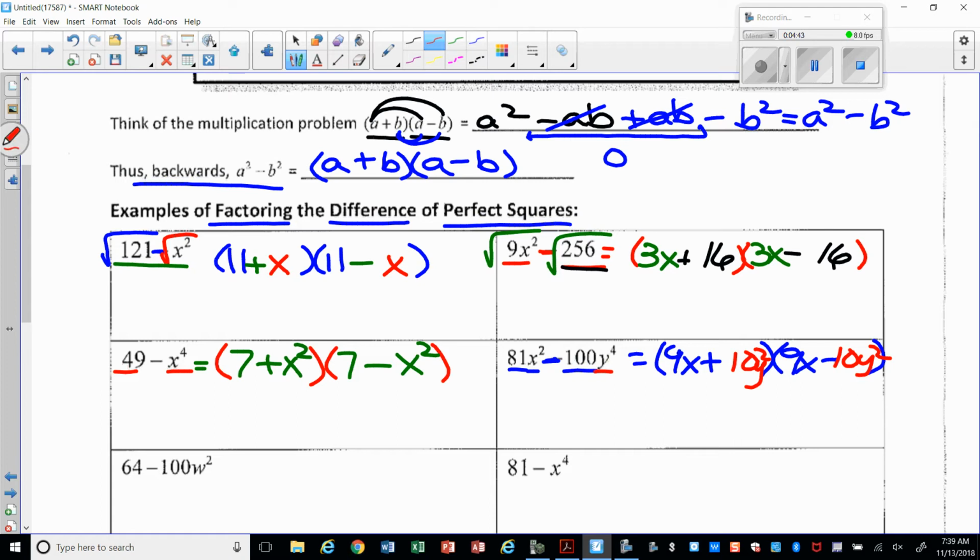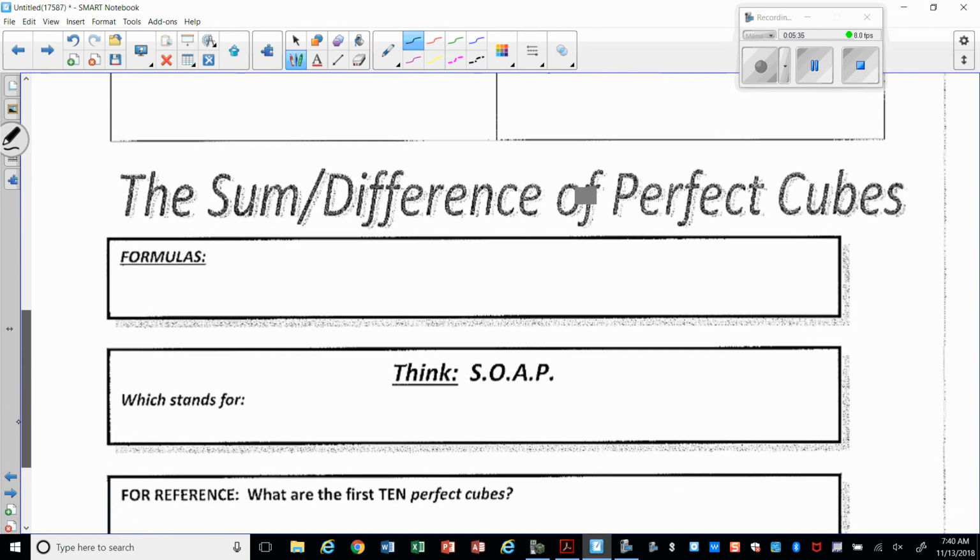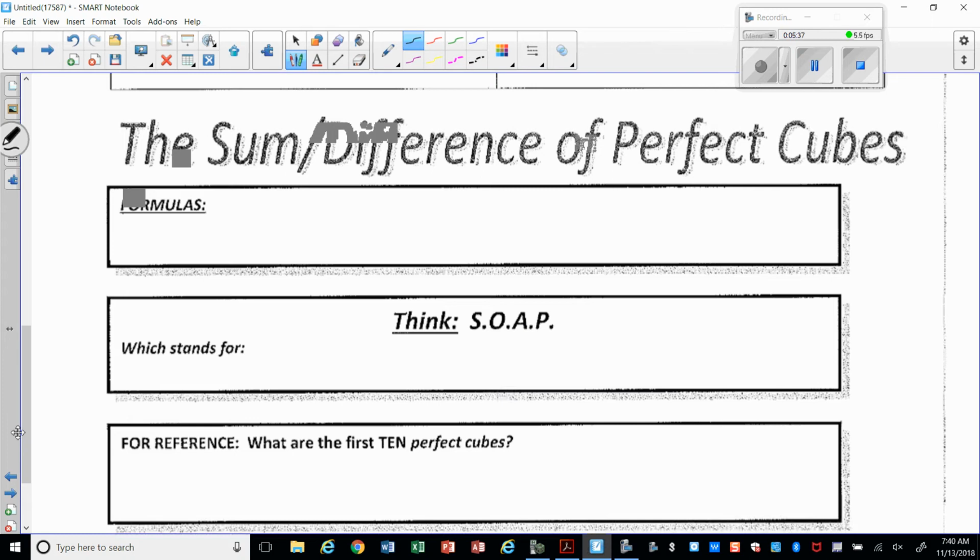And that's it. Okay, so now I'll go to the next one, and I've got 64. The square root of that is 8, so 8 times 8 is 64. 100 is 10 times 10. W squared would be W times W, and then you've got to have opposite signs, all right? Now those are perfect squares.